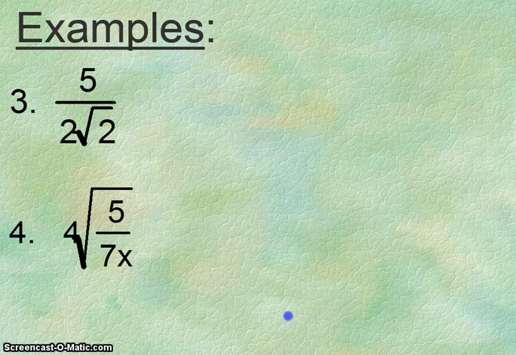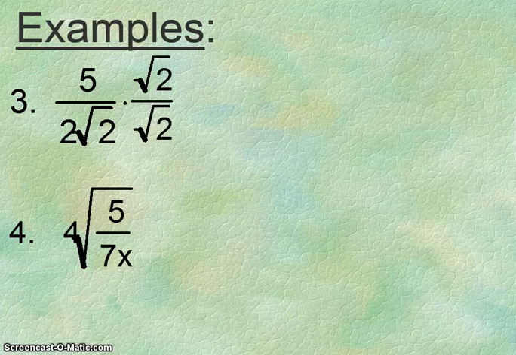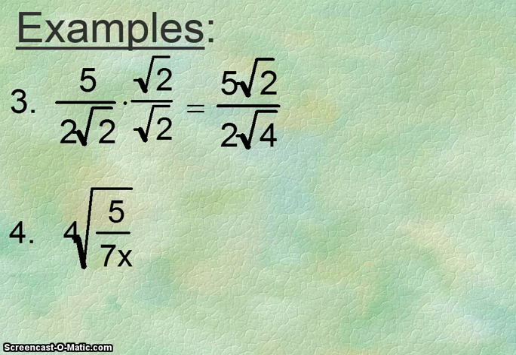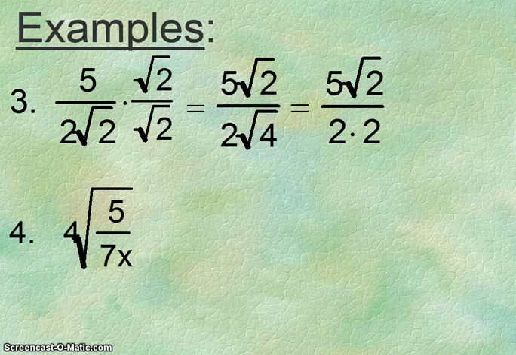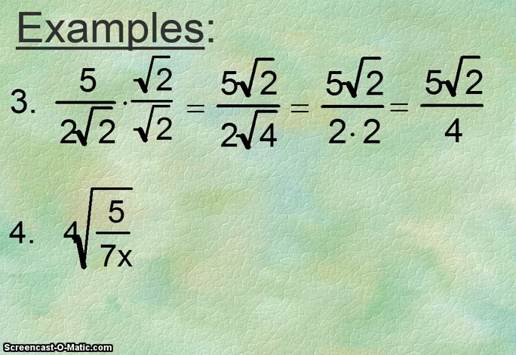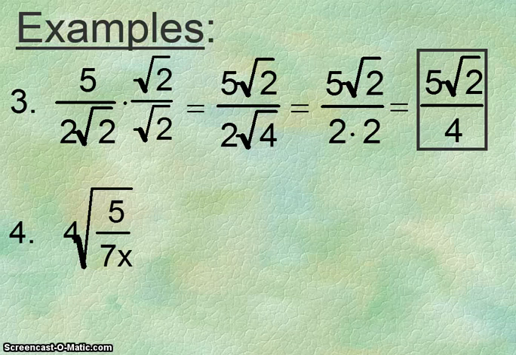Here are a few more examples. So to get the square root of 2 out of the denominator, I'd multiply by square root of 2 over square root of 2. That gives me 5 square root of 2 over 2 square root of 4. The square root of 4 is 2, so I've got 2 times 2 in the denominator, which is 4. And my problem is simplified because the square root of 2 cannot be simplified anymore.